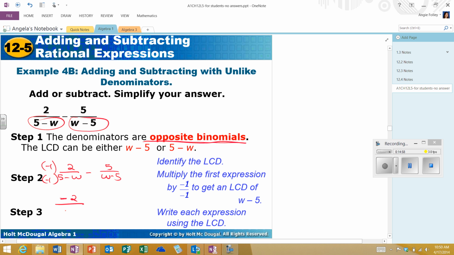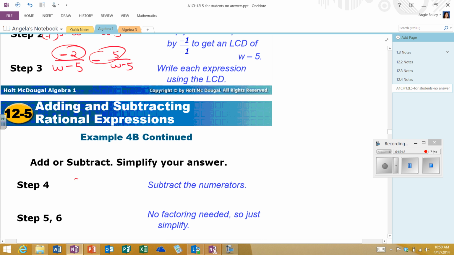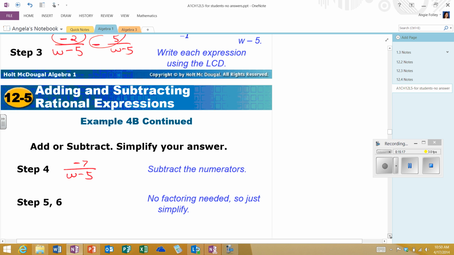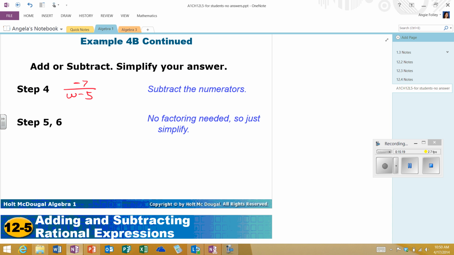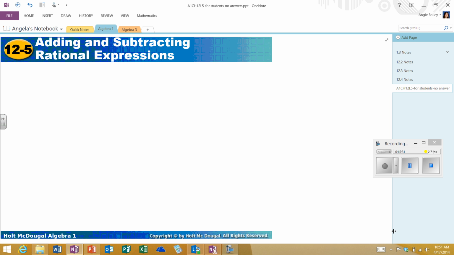So now I get a -2 over the opposite binomial, which makes it the same, so they are the same denominator now. Now I have a -2 minus 5 on the top, so that becomes a -7 over my common denominator of w minus 5. There's no simplifying needed, or nothing to factor out, so we're just done there. Okay, so those are all the examples.